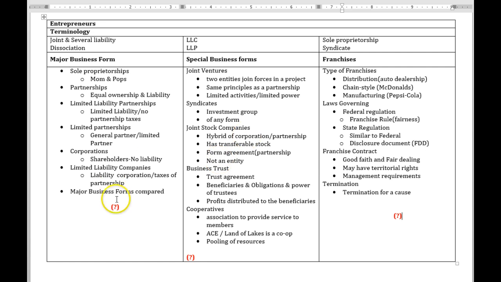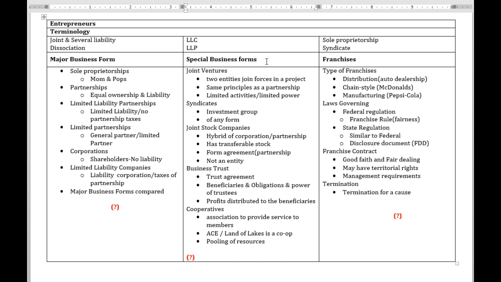We have at the bottom a comparison that I will go through here in a minute, but I want to go through the rest of these. And you have a question that needs to be answered, so go take care of the question, and I will go prepare for special business forms.